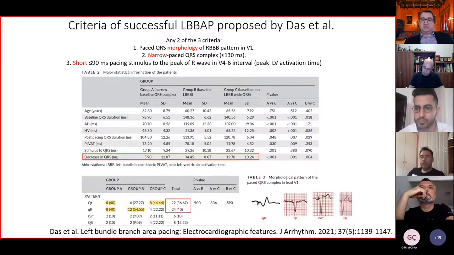That is all. Proposed criteria of successful left bundle branch area pacing, and they defined this as any two of the three criteria, which are as follows. Paced QRS morphology of RBBB pattern in V1. And the second one, a narrow paced QRS complex of less than 130 milliseconds and a short, under 90 milliseconds, pacing stimulus to the peak of R wave in V4 to V6 interval. In their study, they found that the decrease in QRS duration is highest in patients with baseline left bundle branch block, compared to patients with baseline non-left bundle branch block wide QRS complexes and patients with narrow baseline QRS complexes. They also found that the morphological pattern of the paced QRS complex in lead V1 is most frequently small q, large r, or large q, small r.